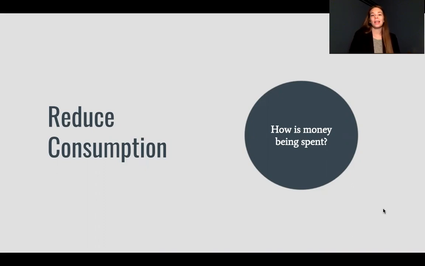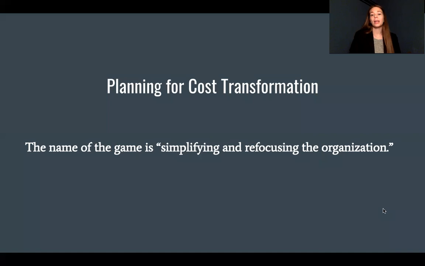This can be seen in an example that was given in this article of a company who was spending money on a service that they weren't actually using. And so we can look at those different things and try to limit those things we're spending money on that we're not fully utilizing. So planning for cost transformation is the 4th and final tip.